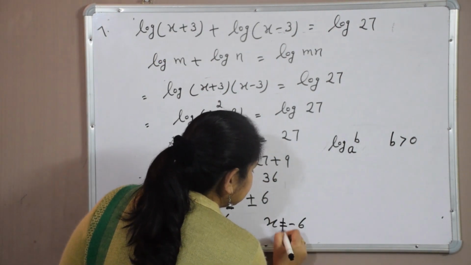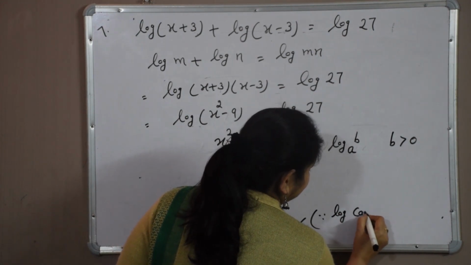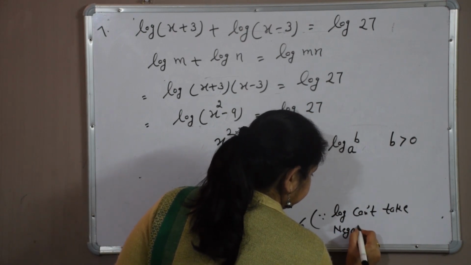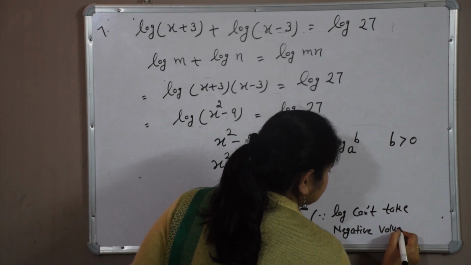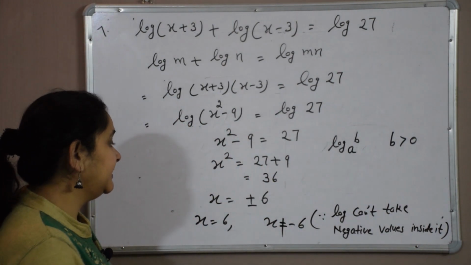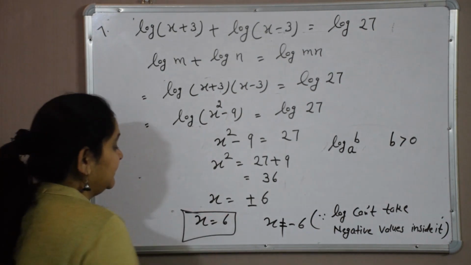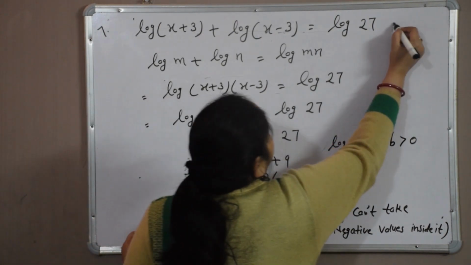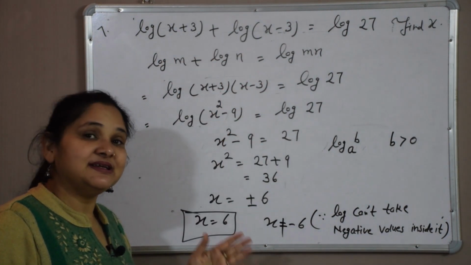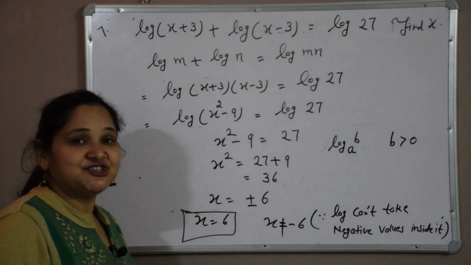x is equal to minus 6 is not possible because log can't take negative values inside it, therefore x is not equal to minus 6. The only possible value of x is 6. So x is equal to 6, and this was our question. We had to find x because there is only one unknown, that is x, and we found that unknown very easily just by using the property of addition.